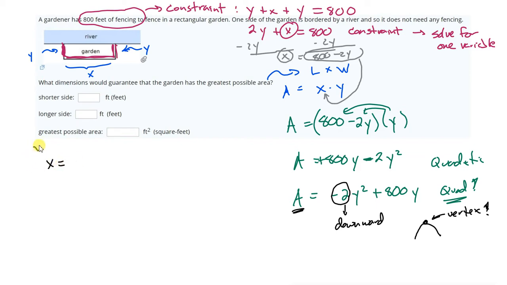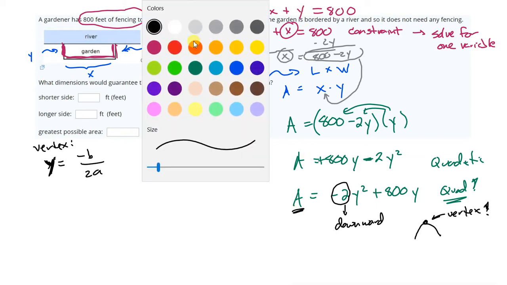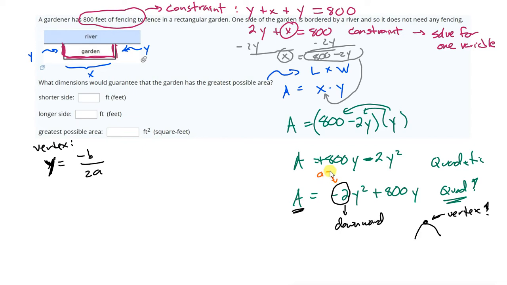For my vertex, in this case it's not x that we're solving for, it's y, but your variable for your vertex is going to equal what? The negative of the b coefficient over 2 times the a. So what are my a, b, and c? Well, my a coefficient is negative 2, my b coefficient is 800, and my c coefficient is 0, because I'm not adding any constant numbers by themselves. Okay, so let's go ahead and work this out. So I have negative b over 2a, so negative of 800 over 2 times negative 2, so that's negative 800 over negative 4, which is what? 200. So 200 is your y. So my y is 200.